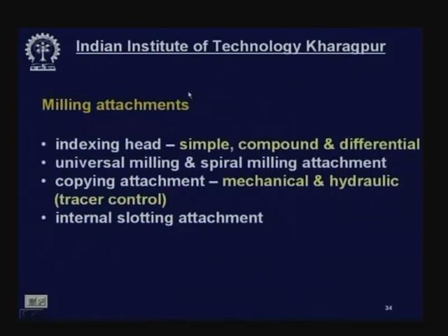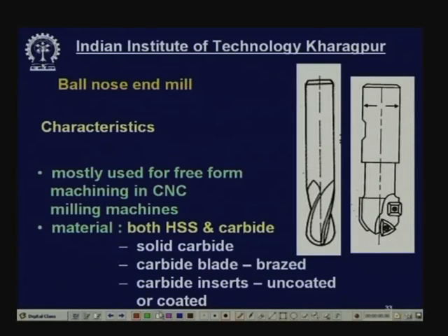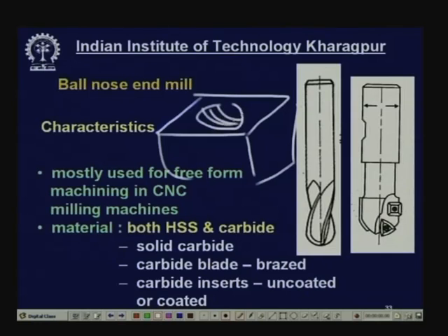Now, the ball nose. Now, this is a ball nose. Here you see the ball nose, the end is like a hemispherical. Now, this is used for machining free form 3D surfaces. Suppose there is a die, in the die you have to make a cavity, okay? You have to make a cavity for molding or injection molding or pressing like that.